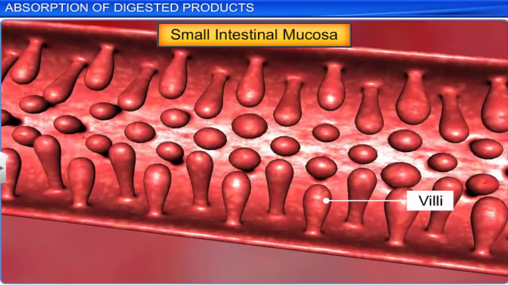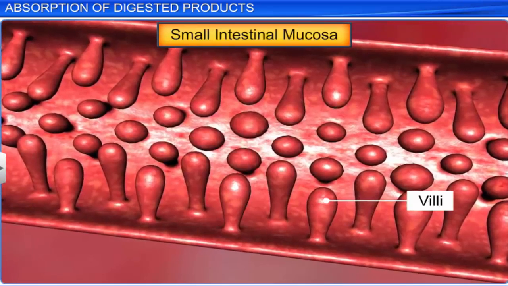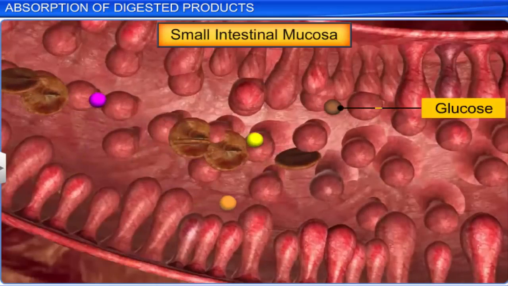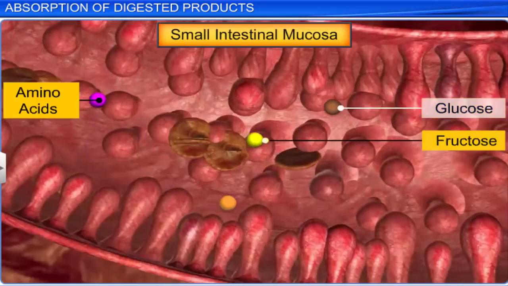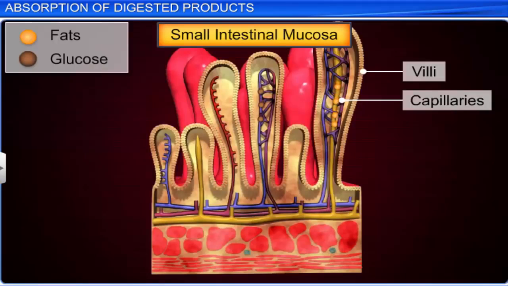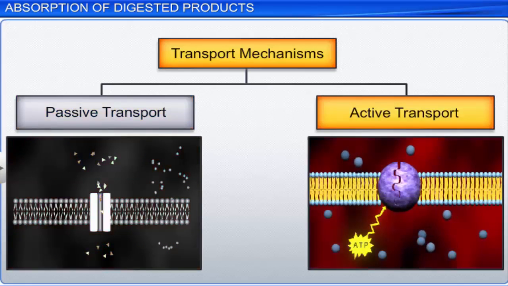The villi on the intestinal wall increase the surface area of the small intestine and help to efficiently absorb the digested nutrients such as glucose, fructose, amino acids, and electrolytes. These nutrients from the food pass through the intestinal mucosa into the bloodstream and are distributed throughout the body. Absorption takes place in the intestinal mucosa through passive transport and active transport.